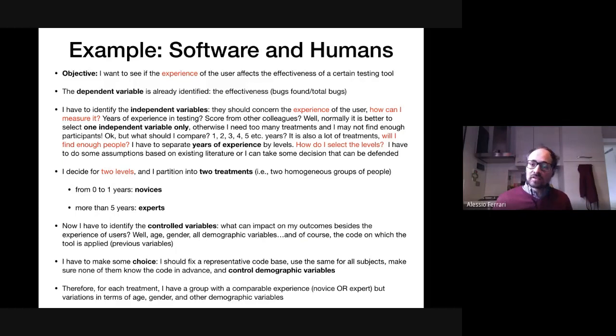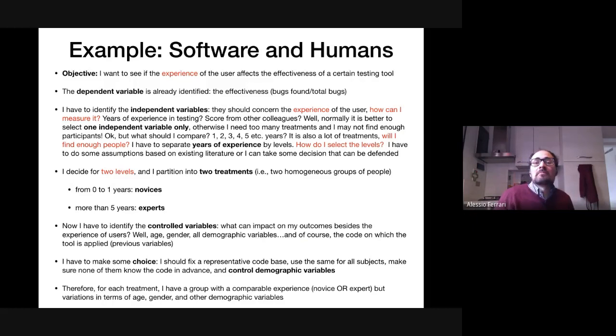But should I consider 1 year, 2 years, 4 years, 5 years? By single year, or can I group these years? Well, if I decide that I choose 1, 2, 3, 4 as differences, I want to see how a difference of 1 year only can affect the usage of a certain tool. Well, this may be difficult in several terms, because maybe the difference between 2 and 3 years of experience is not that much. And in addition, I need to find enough people for the experiment.